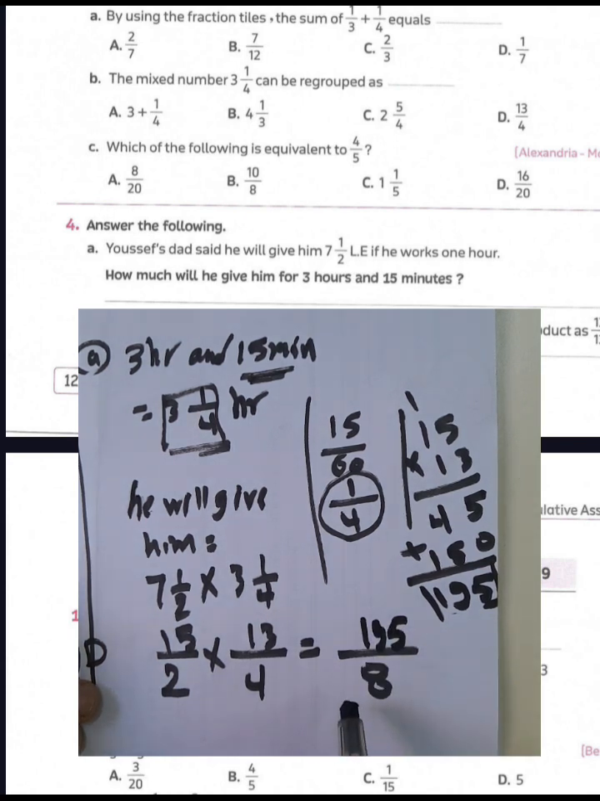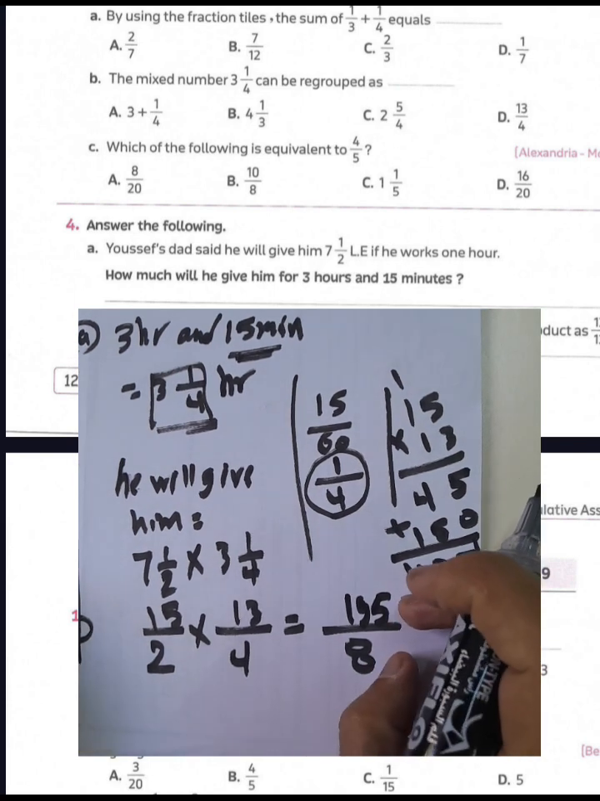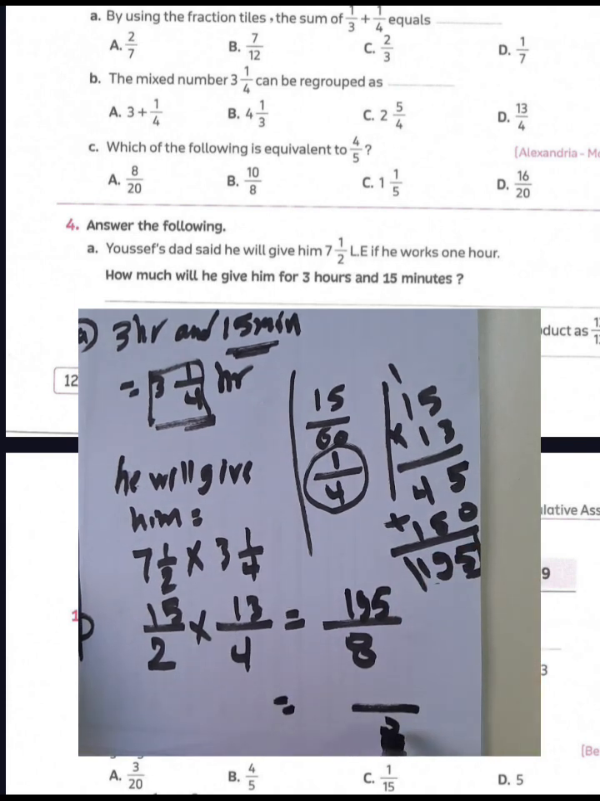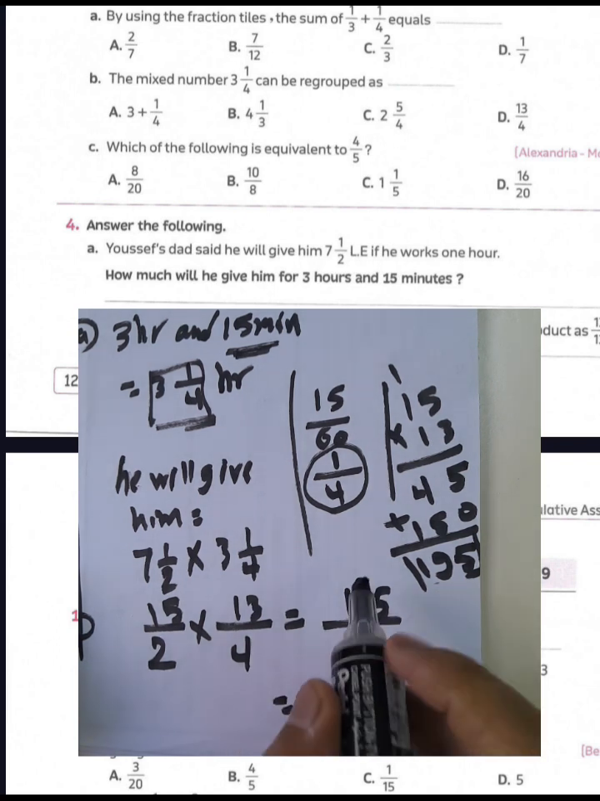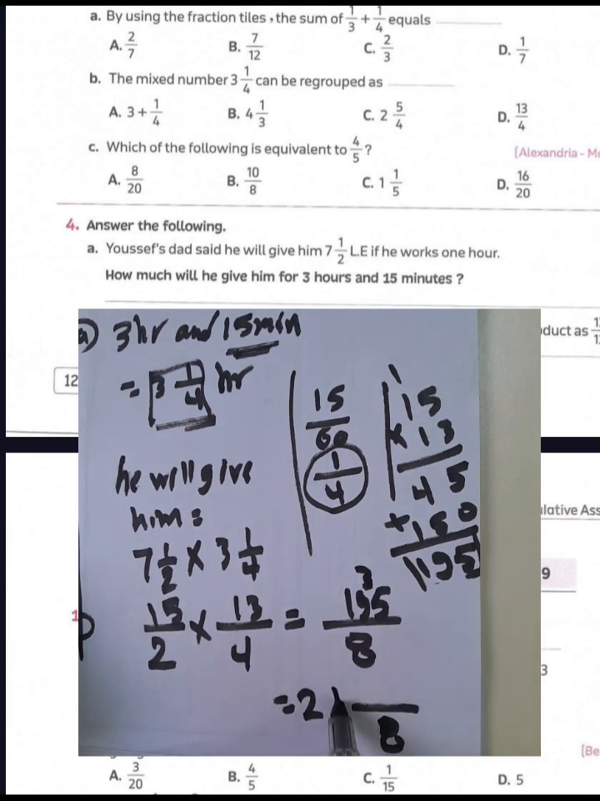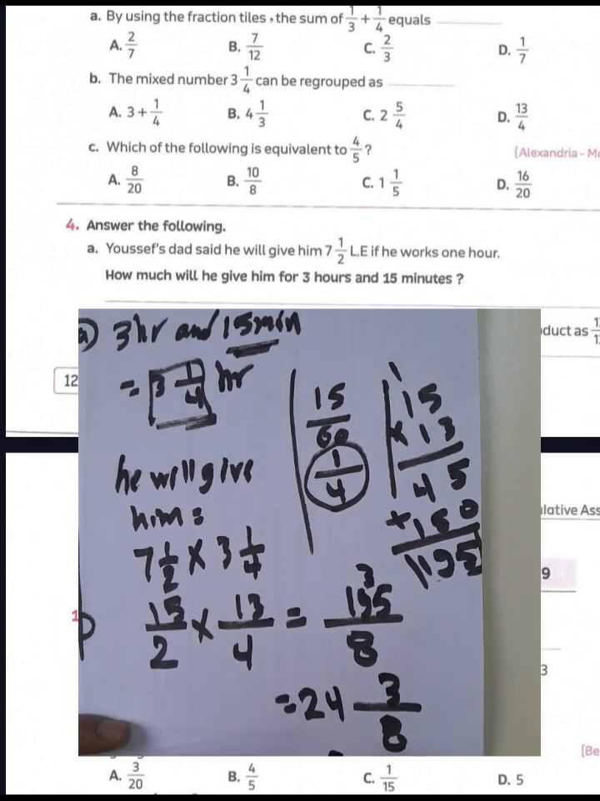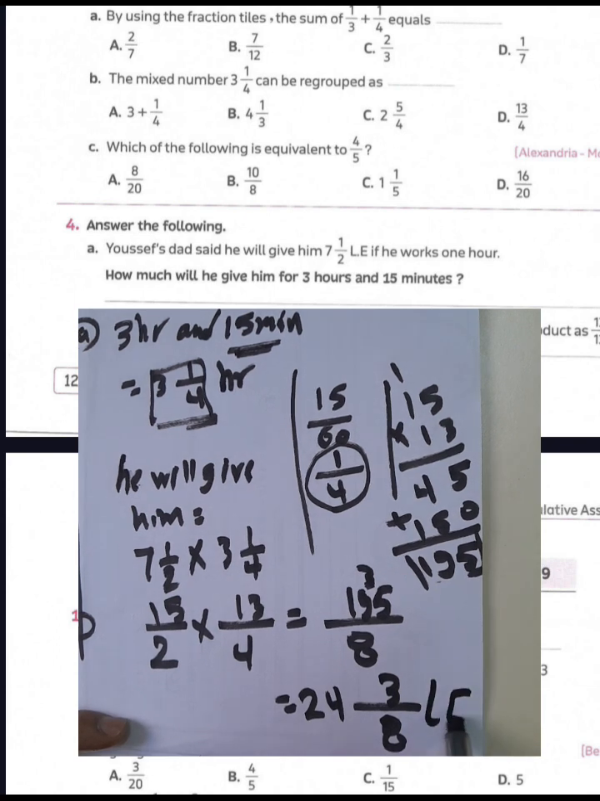It will be 195 over 8. And then you can simplify this to simplest form because it's improper. We write 8 in the denominator. 19 divided by 8 equals 2. 2 times 8 equals 16, just after 16, 17, 18, 19. Remainder 3. Here 35 divided by 8 equals 4. 4 times 8 equals 32, just after 32, 33, 34, 35. Then the remainder will be 3. Then he will have 24 and 3/8 Egyptian lira.